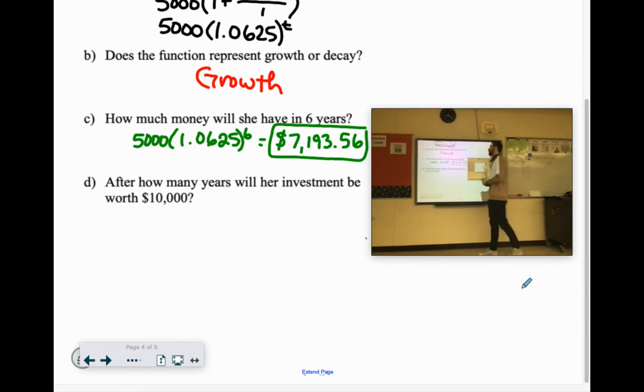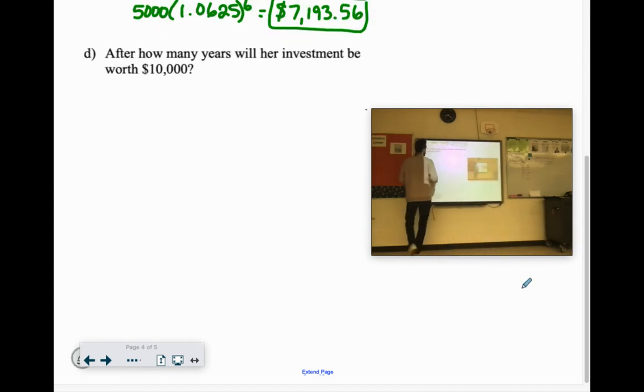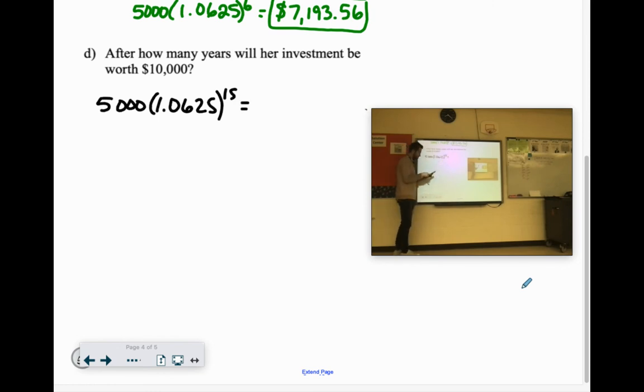That's awesome. After how many years will her investment be worth $10,000? So right now it's worth $7,000. So it's going to need to be more than 6 years, obviously. Let's try 15 years. That might go over the top. 1.0625 to the 15th power. 2 point something. Okay, so automatically that's going to be over 10,000 because 2 times 5,000 is over 10,000. So that would be like 15,000. So that was a bit much.